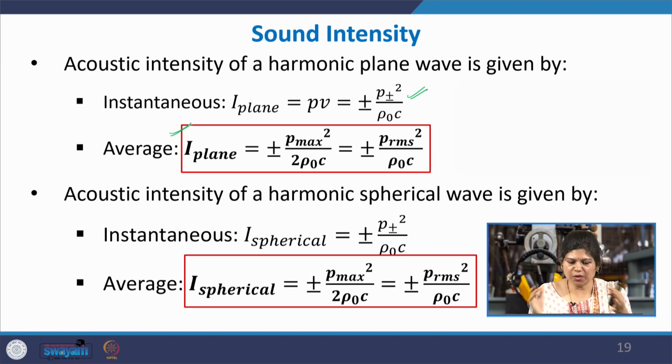So, it depends on the properties of the cosine waves. We will not go into detail of this. So, p max square by 2 rho naught c, or p RMS square by rho naught c. And for a spherical wave also the same equation holds true, and we end up with p max square by 2 times rho naught c, which is p RMS square by rho naught c. Now, you have to just remember these equations if you want to be in the field of acoustics or noise control, because they are going to be used in a lot of ways.